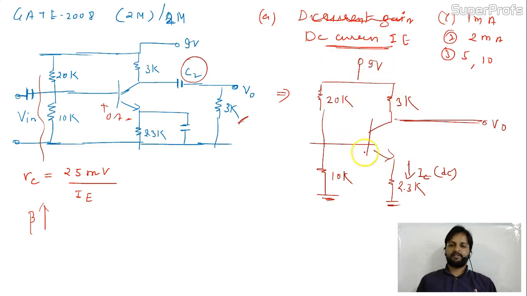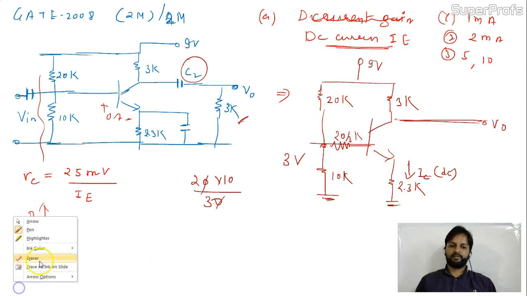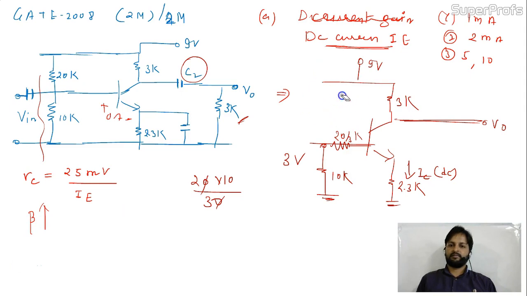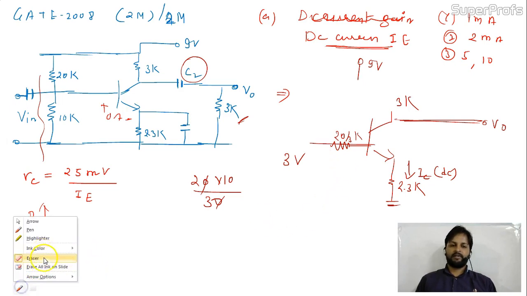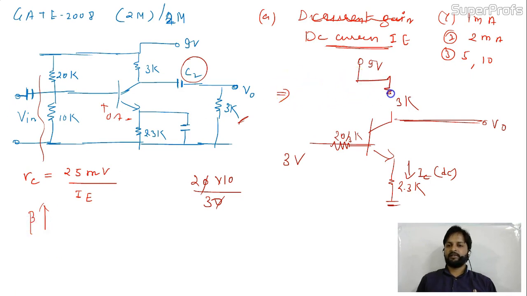So again this is the potential divider. Again you can find the potential over here. So this will be 3 volt over here, and the equivalent of these two will be 20 into 10 divided by 30. It will be 20 by 3K. Now you can remove this part. This is the input equivalent, right? Perfectly fine. Now 9 volts will be connected already with this.